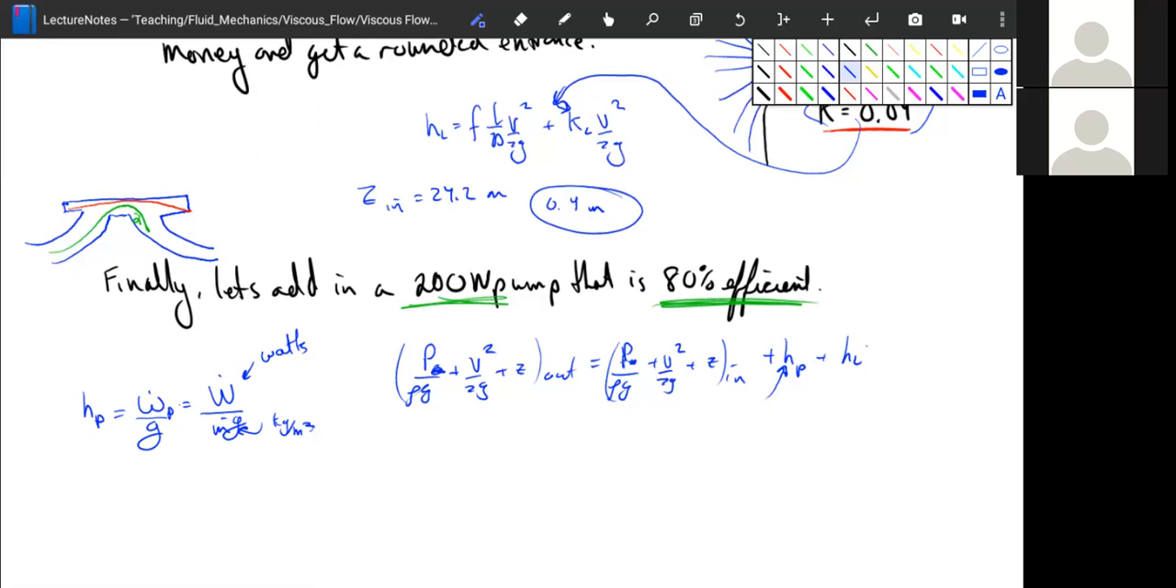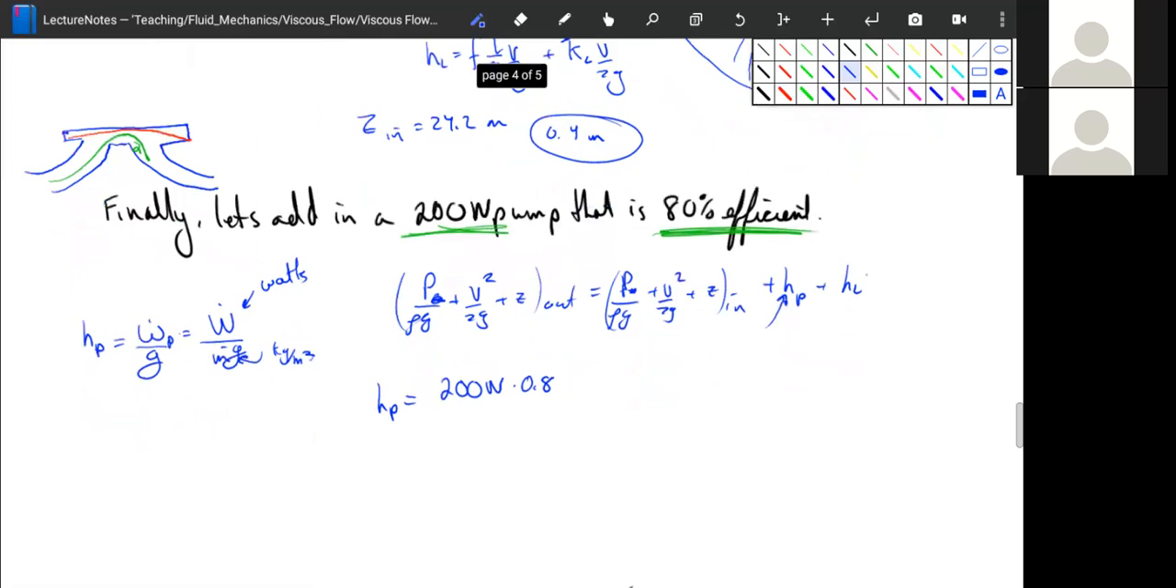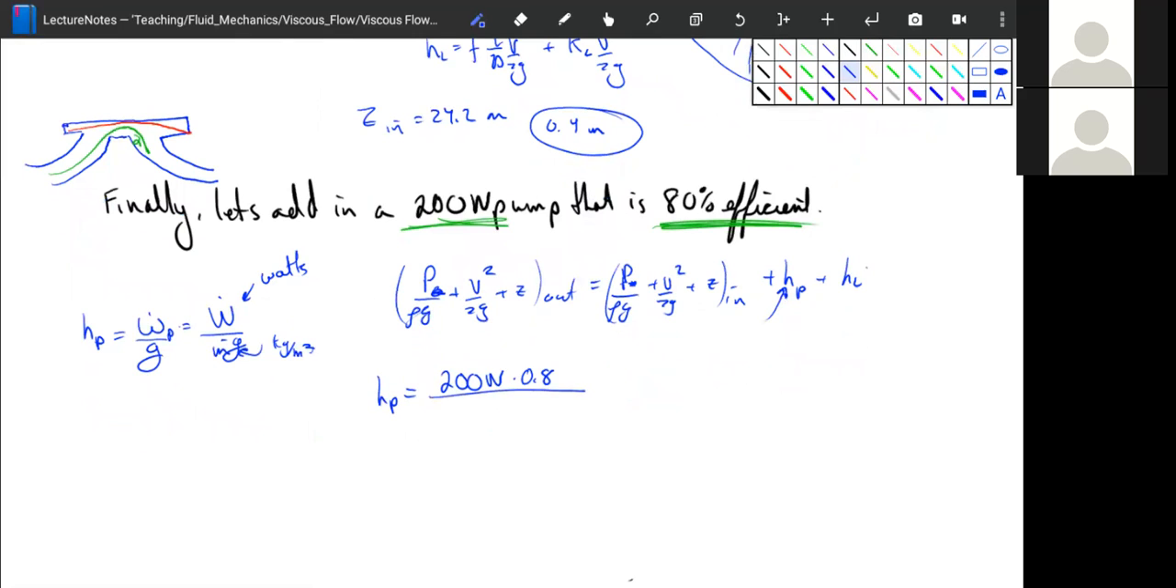So in this case, we have H pump is going to be equal to 200 watts, which is the wattage of our pump. Now, not all of that energy is going into our fluid, so we have to multiply it by its efficiency, which is 0.8. And then we divide that by m dot, which is our flow rate times our density, right? Because remember, m dot is equal to Q times rho, which is equal to V times A times rho, right?